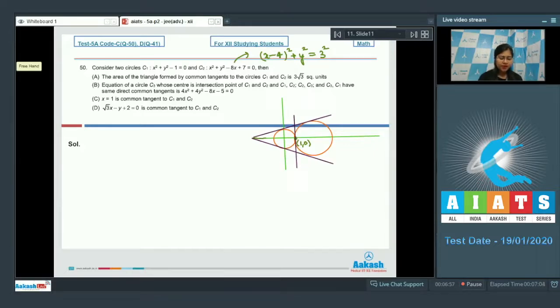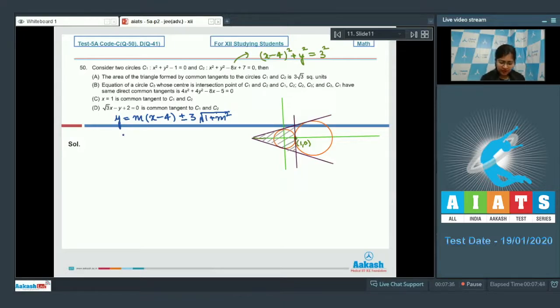So option number A says area of the triangle formed by common tangents to the circles C1 and C2. These three are the common tangents. So we have to find this area. Now for this we need the equation of common tangent. So let's write equation of tangent on C2, that is y equal to mx plus minus r into root of 1 plus m square. As this is tangent on C1 also, so distance from center will be 1.